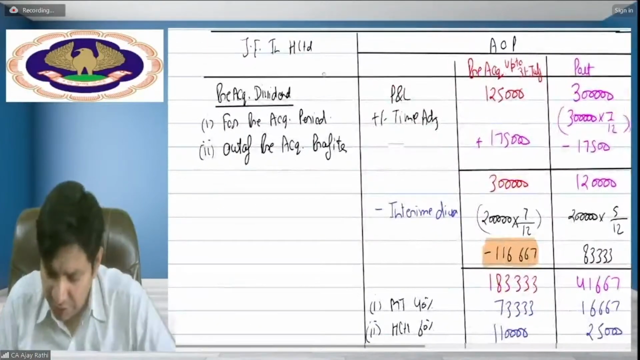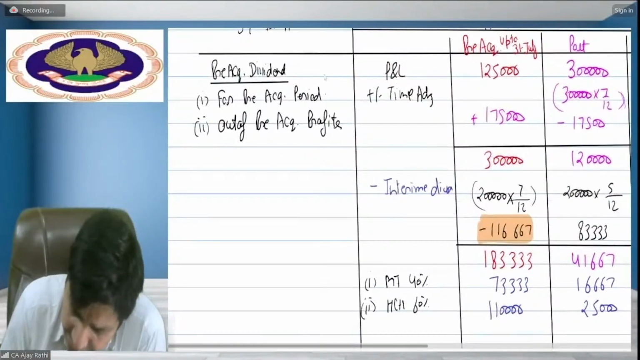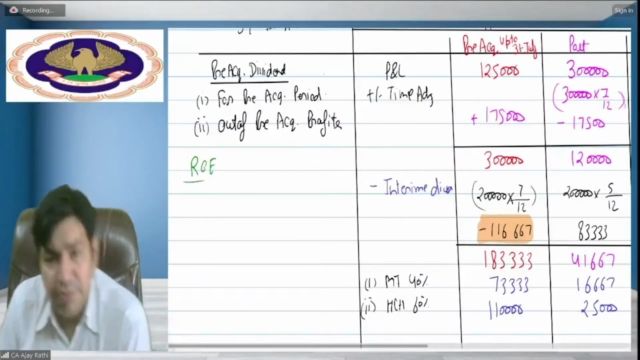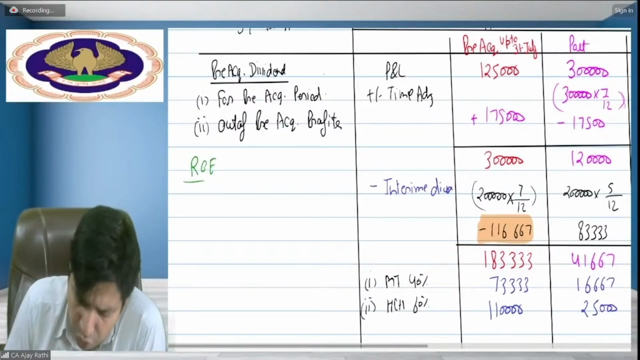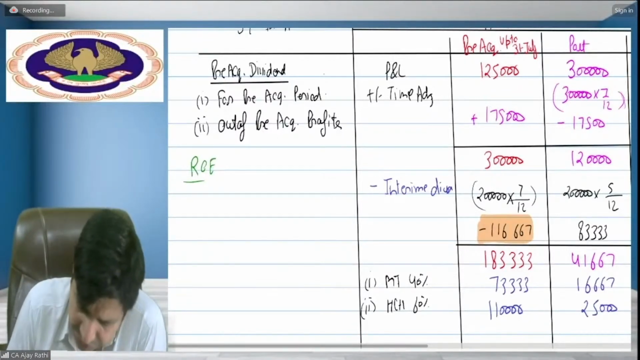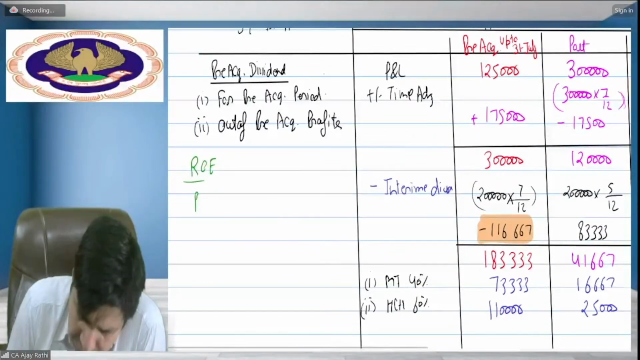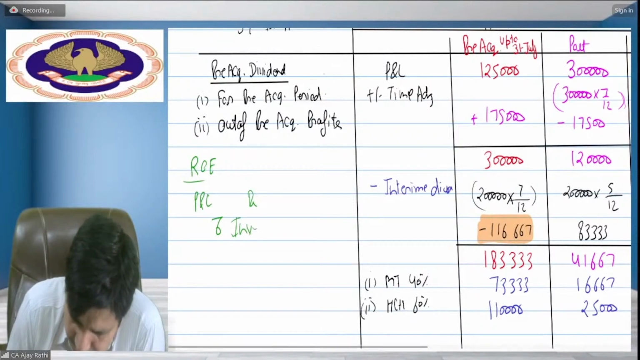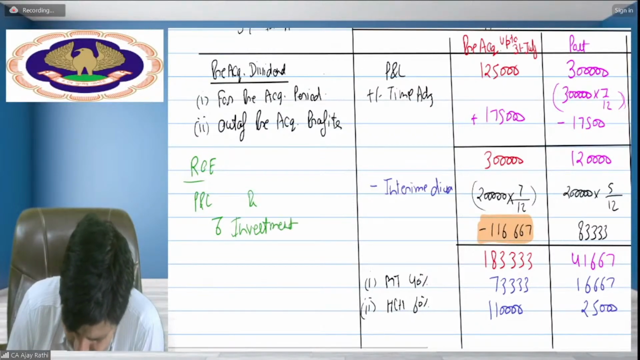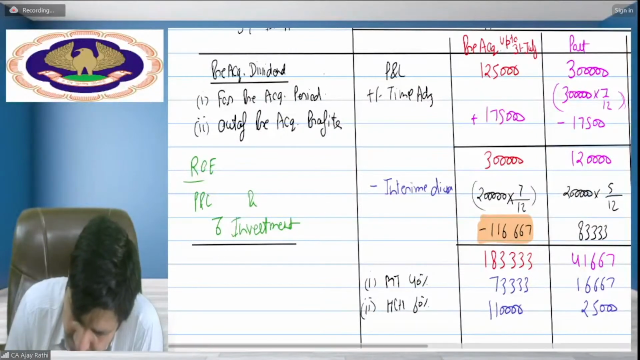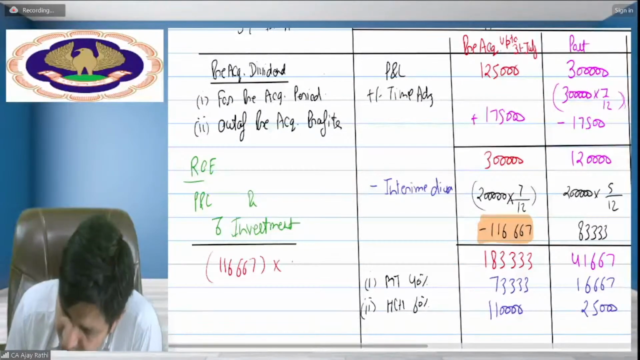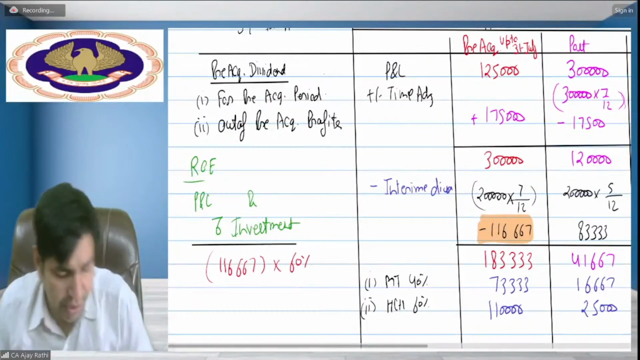Beta, we have to take care of a lot of things. Now, what will be the entry? Sir, there will be directly rectification of entry, because we are assuming here the entry has been done wrongly by the accountant of holding company. Yes. So the entry will be P&L account debit in the books of holding company and to investment. What will be the amount? Of course, 116,667 multiplied by 60%, whatever the amount will be there.